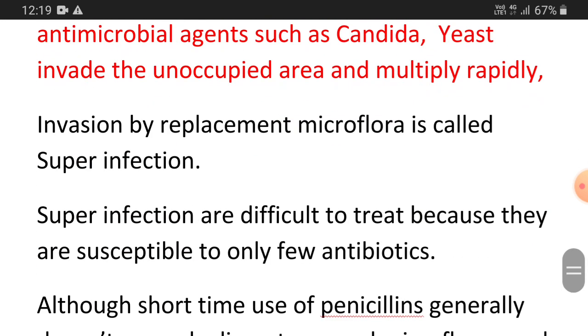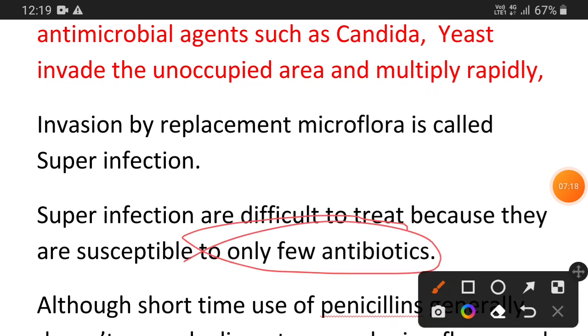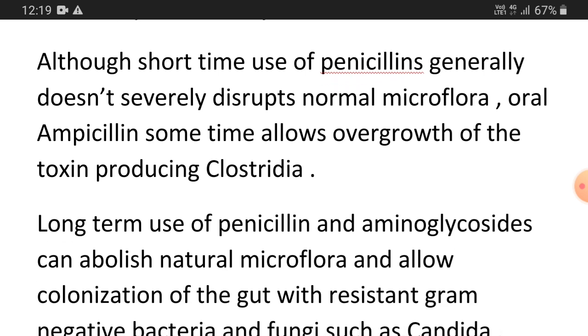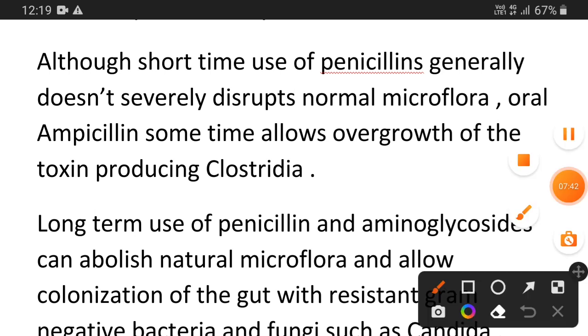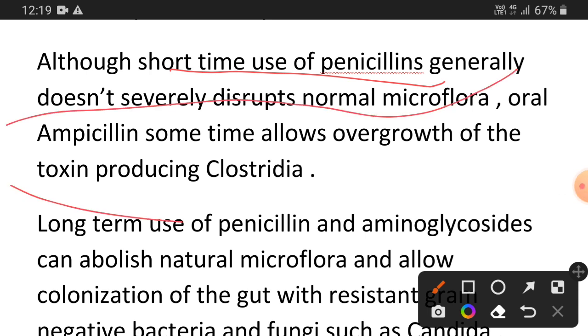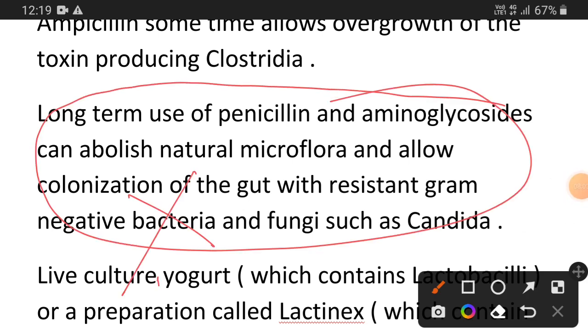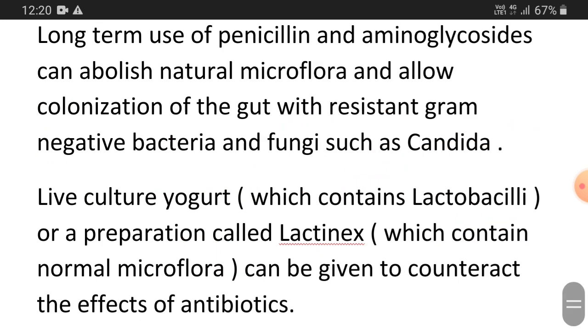Superinfection is very dangerous because only a few antibiotics are available that are effective against it. So under such circumstances, the only prevention is to take antibiotics with a lot of precautions, and only according to what your doctor prescribes. We can use penicillin for a short time, as it will not cause severe damage to the normal flora. We cannot use oral ampicillin because it facilitates the overgrowth of toxin producing Clostridia, and long term penicillin and aminoglycoside should also be avoided because they will abolish the natural microflora and allow colonization of the gut with resistant gram negative bacteria and fungi such as candida.